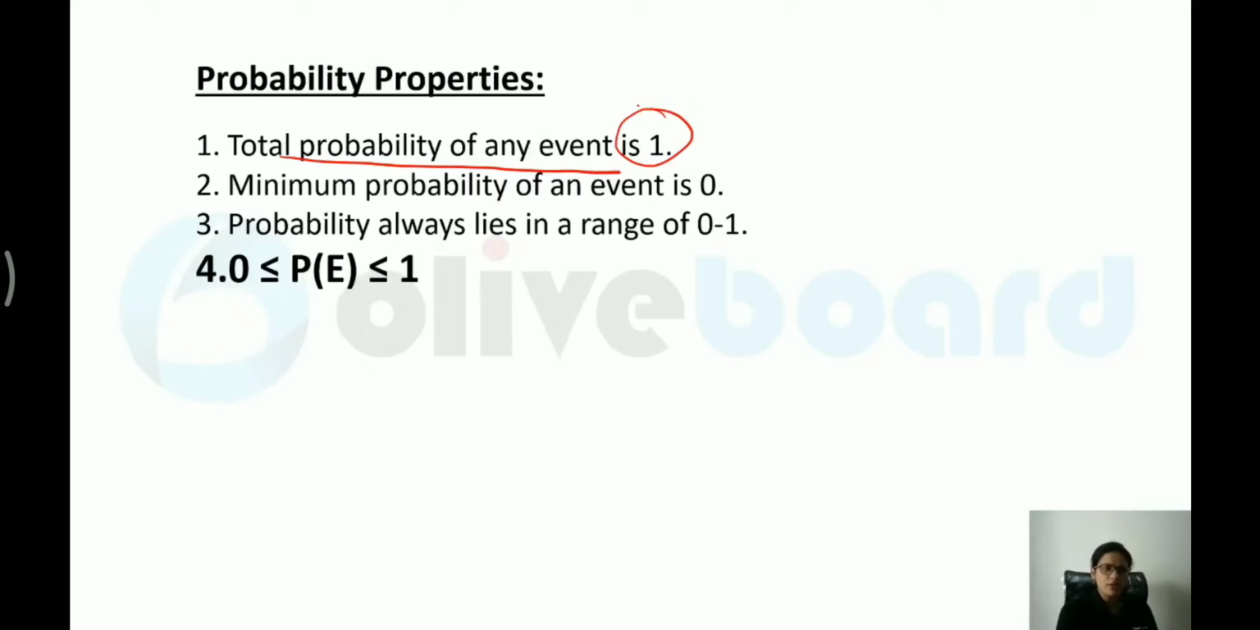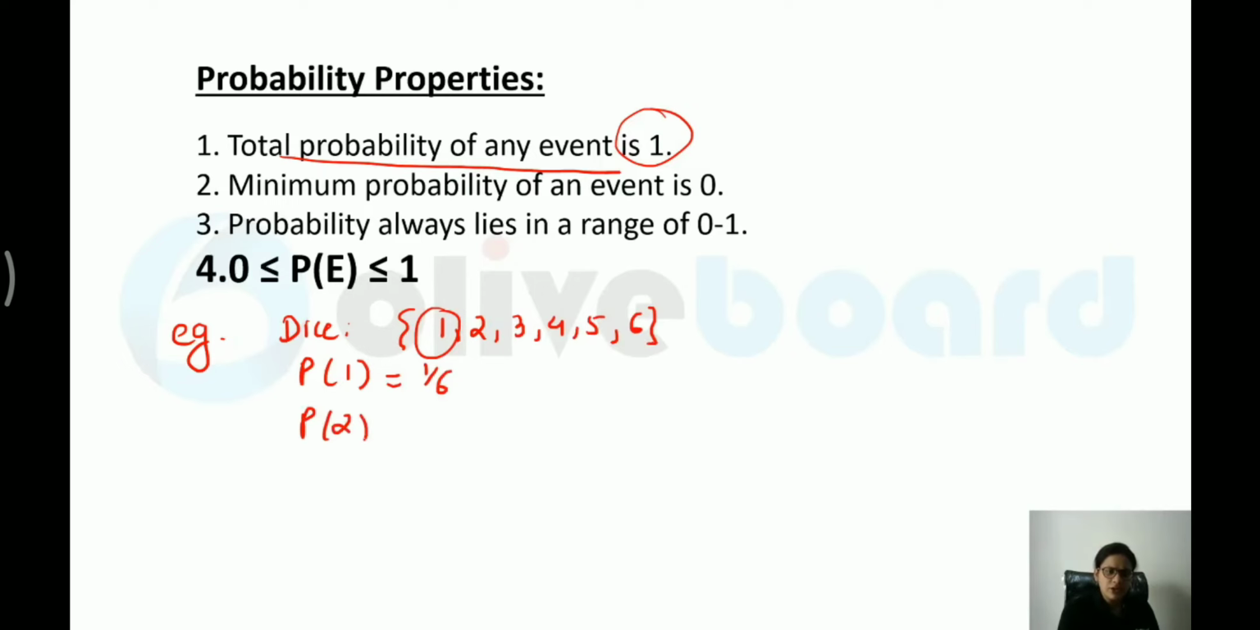Okay, the total probability of an event is always 1. For example, let me give you the dice. When you are rolling a dice, you are going to get 1, 2, 3, 4, 5, 6. Right? Now, what is the probability of getting 1? The probability of getting 1 is only 1 by 6. What is the probability of getting 2?